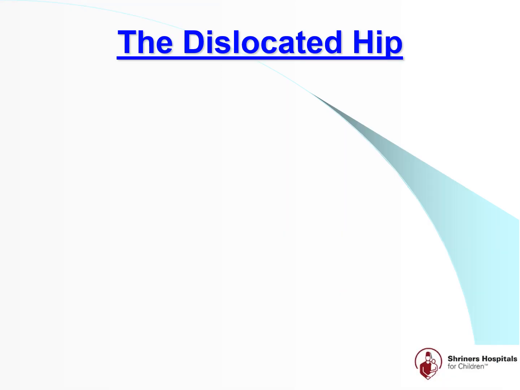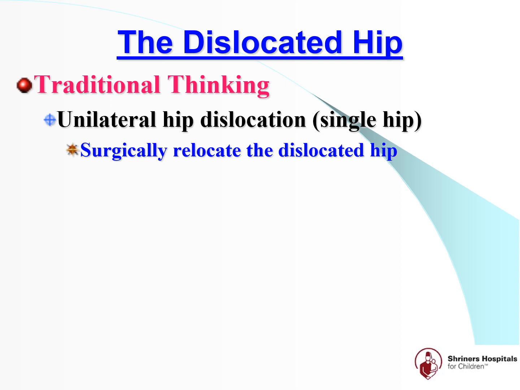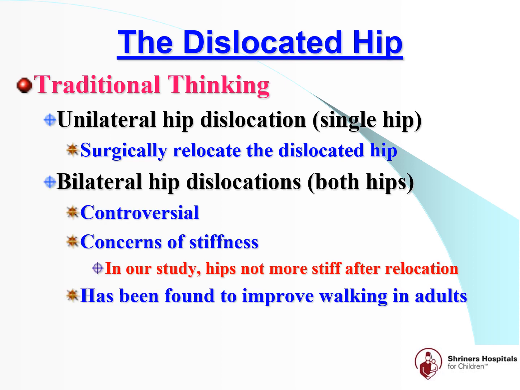The other common hip problem in arthrogryposis is a congenitally dislocated hip. The traditional thinking was that if only one hip was out of joint, it could be surgically relocated, but if both hips were out, they should be left out. That was because of the concern of hip stiffness developing after surgery. But we found with our patients that the congenitally dislocated hips have some stiffness prior to surgery, and it does not get worse with the surgery to relocate them.